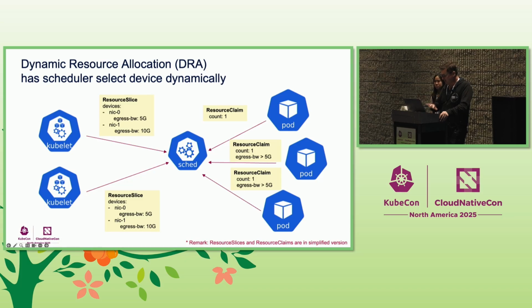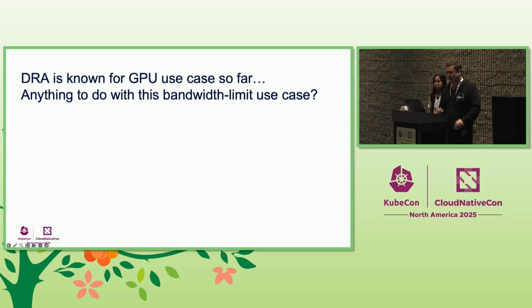We're going to talk about that here with the network use case, but it's actually more general than that. Now, you may be asking yourself, what does DRA have to do with network? I thought it was for GPU. And it is for GPU, but it's for more than just GPU. It's actually a general purpose resource modeling framework and resource requesting framework built into Kubernetes now.